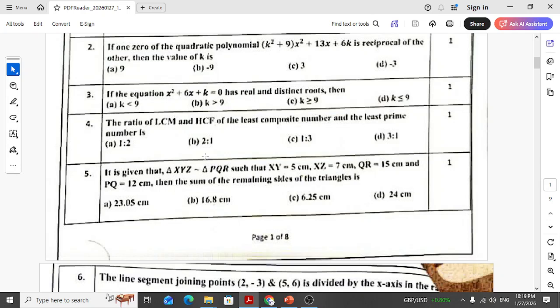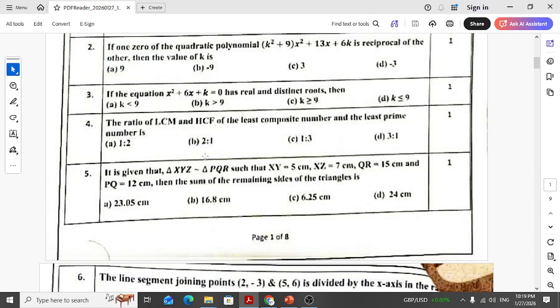So 9 out of 20 is the probability of getting a multiple of 3 or a multiple of 5. But they are asking for neither. Neither means it will be 11 by 20, because 20 minus 9 is 11. So 11 by 20 will be the correct answer. Option E is the correct answer.